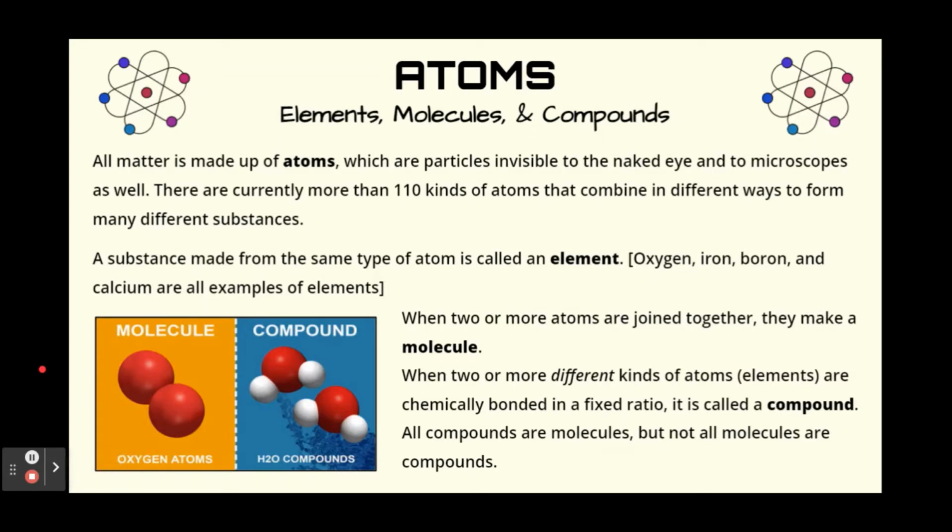Then we have a compound. So when two or more different kinds of atoms, and we know that different kinds of atoms are elements, when two or more different elements are chemically bonded in a fixed ratio, that's when it's a compound. So this has to be only different kinds of atoms. And the compound example we have here is H2O, which is water. So we have one oxygen atom and then two hydrogen atoms. This ratio will always be the same 1-to-2 ratio for H2O. And all compounds are molecules, but not all molecules are compounds.